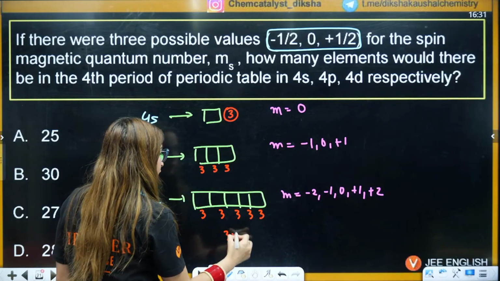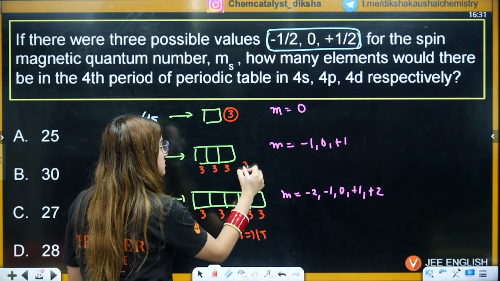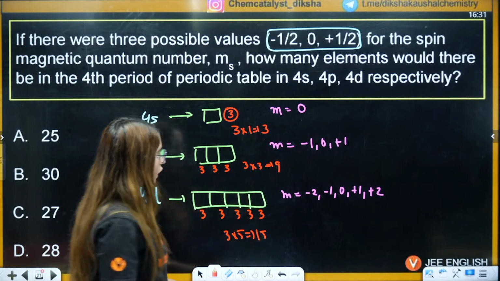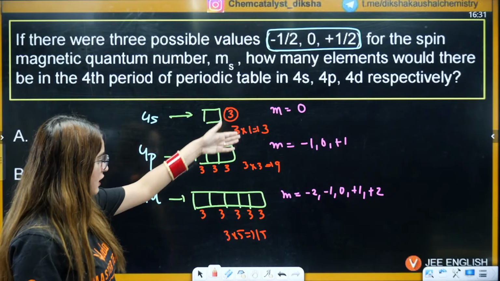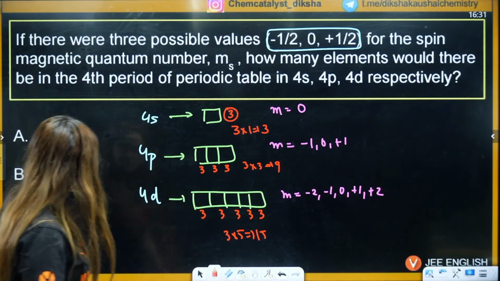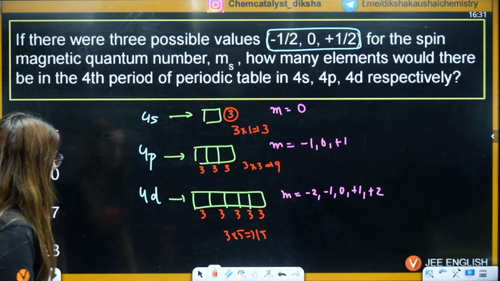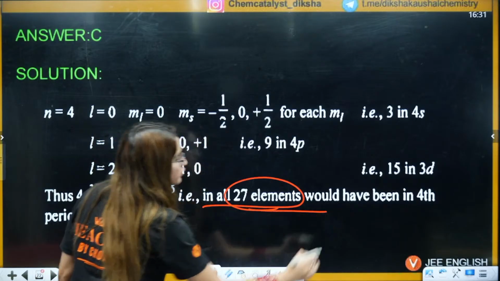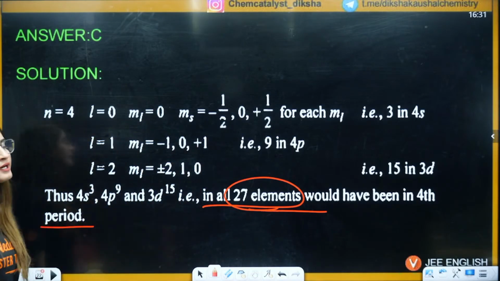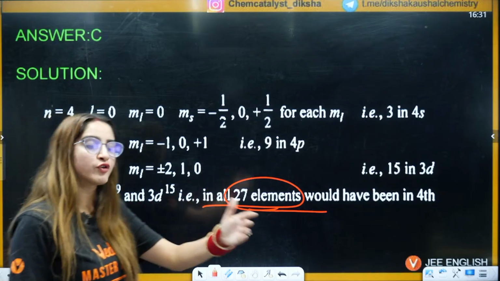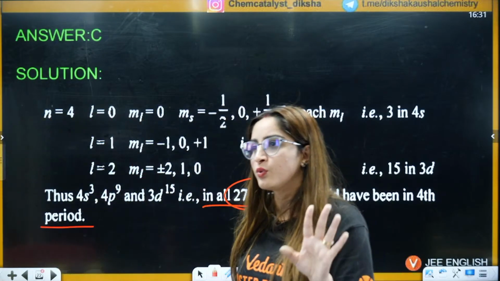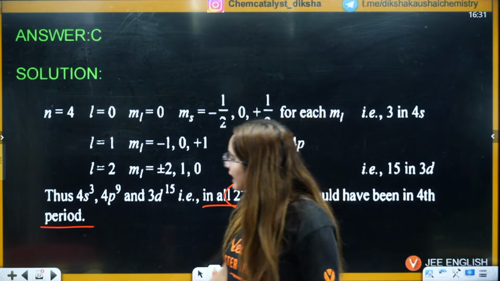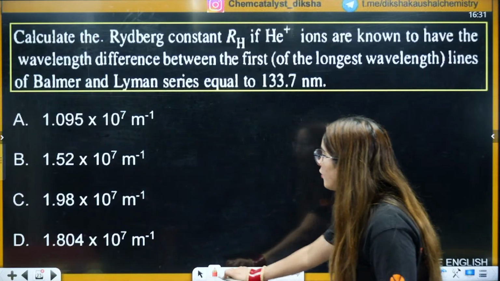So this is 3 into 5, that is 15. This is 3 into 3, that is 9. That is 3 into 1, that is 3. So total it accounts for 3 plus 9 is 12, 12 plus 15, that is 27. Right? So answer will be C, right? 27 elements would have been in the 4th period here. So instead of 2 electrons, you are filling 3 electrons here. That is the only different thing here. Right? So 27 elements will be there here.